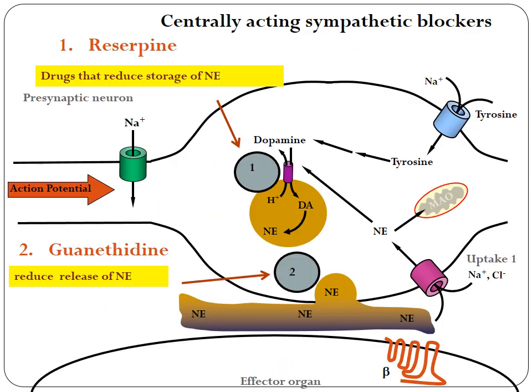We also have centrally acting sympathetic blockers. This is not very important because I have never heard about these two drugs in clinical practice, but we should know something about them. For example, reserpine and guanethidine. Both are sympathetic blockers. Reserpine acts by decreasing the storage of noradrenaline, while guanethidine reduces the release of noradrenaline. Both can be used in the treatment of hypertension.